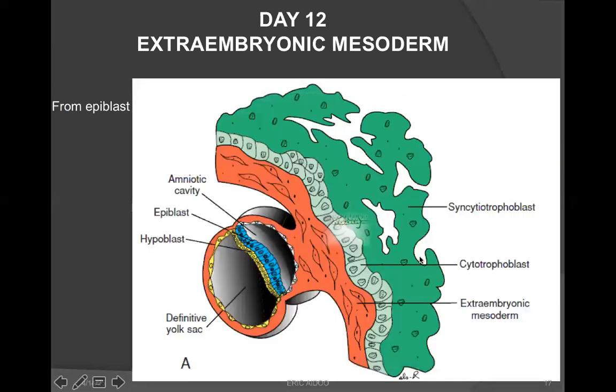Extra-embryonic mesoderm, so that is the red portion. You can see that you have the amniotic cavity, epiblast, hypoblast, and then the definitive yolk sac developing, but ideally it's actually the primary yolk sac, okay, which will later on become the secondary yolk sac. So that is what is supposed to be at this point. The deep green is still in situ, the light green is cytotrophoblast.